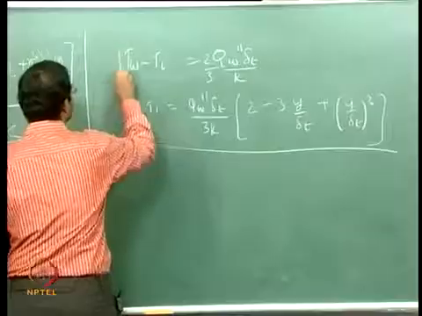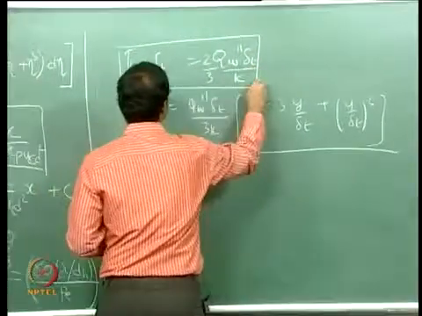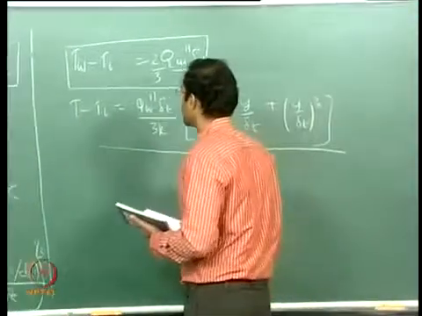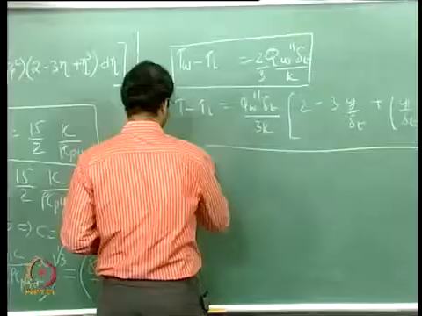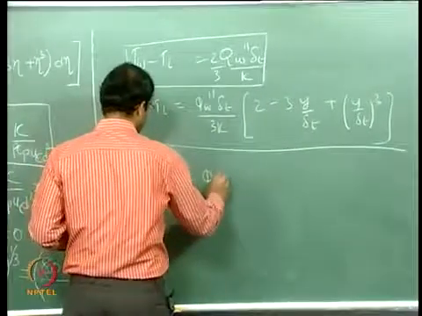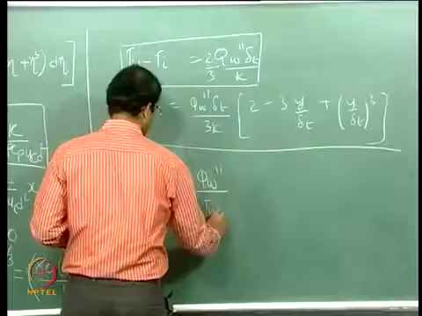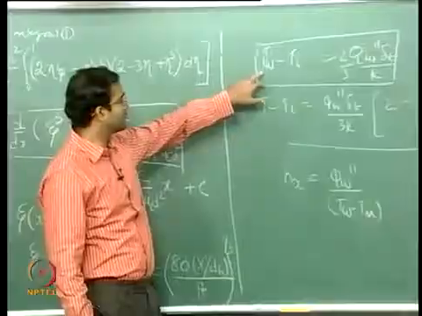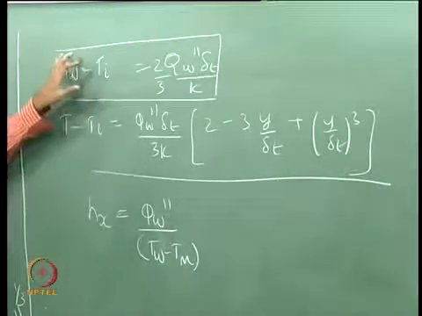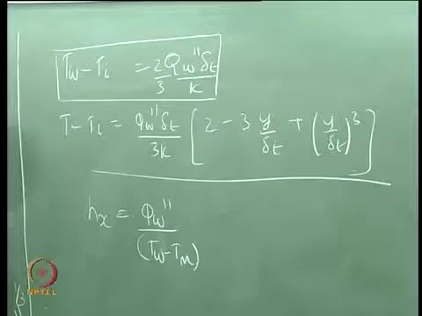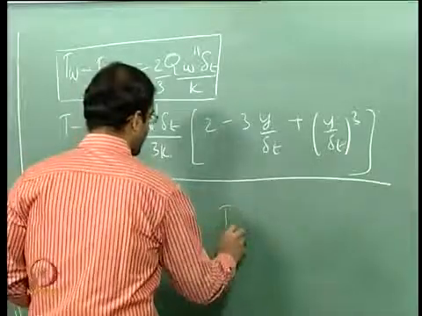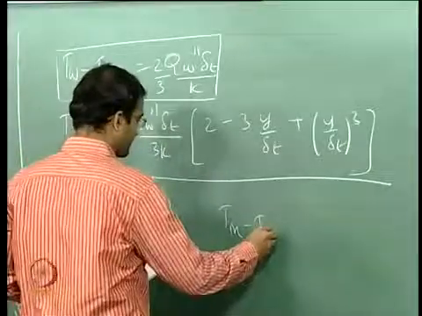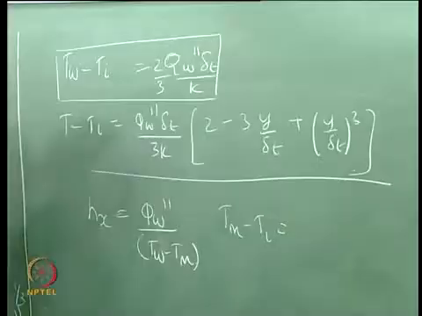Now if you look at this particular expression right here, this is still not complete. We have to get the mean temperature to finally calculate the heat transfer coefficient, because my local heat transfer coefficient is defined as q wall by T wall minus T mean. So I need to get another expression for T mean minus Ti and then subtract both, that will give me T wall minus T mean. So how do I get my mean temperature?